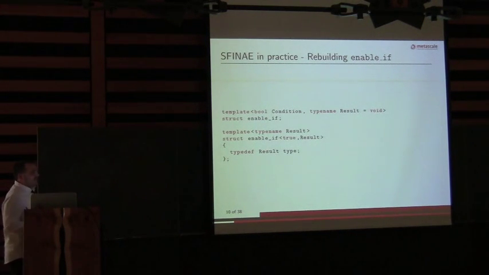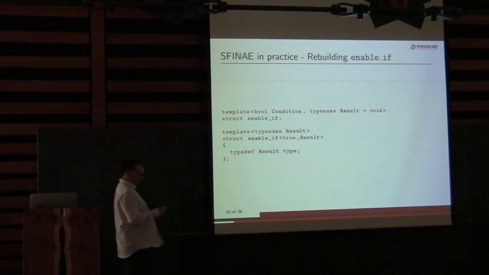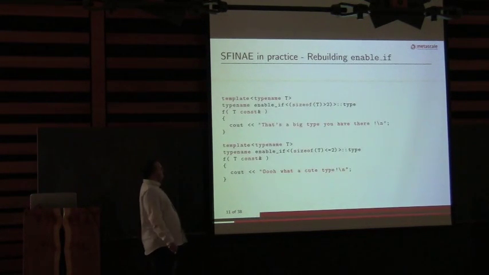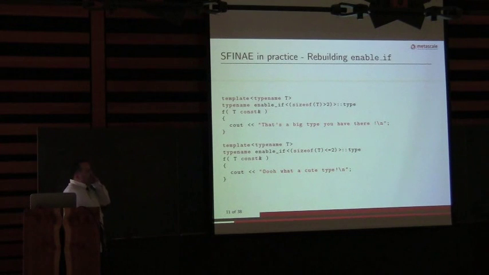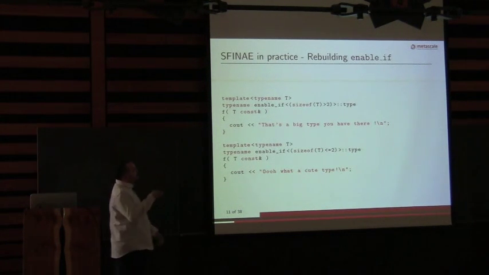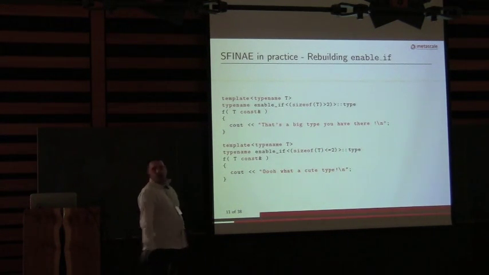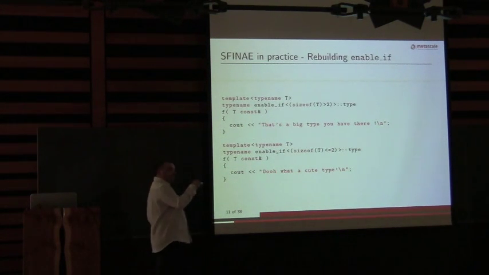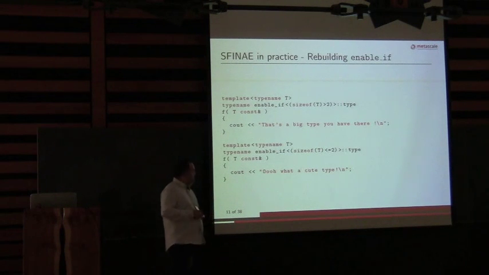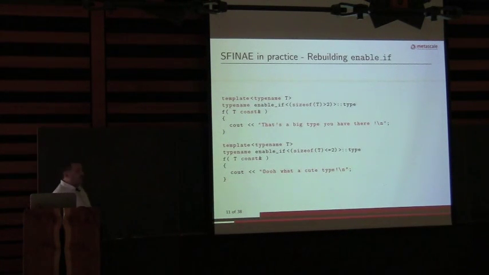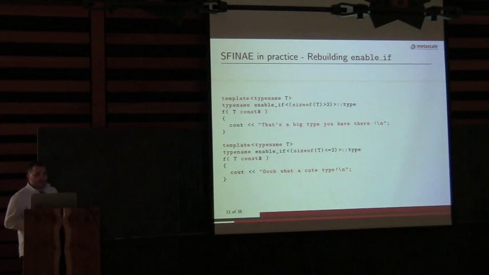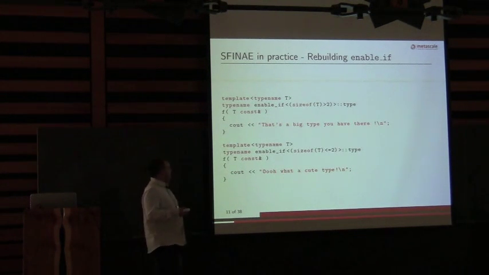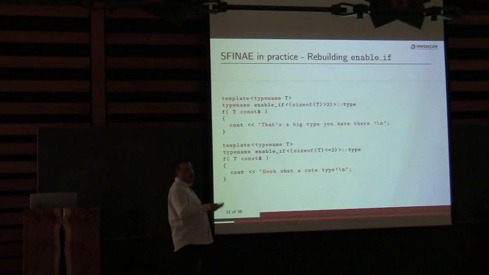Not a lot of technology there. And you can write code like this one. So in place of the return type of the function, you will try to extract the typedef from enable_if of something. In the first case, let's check if the size of T is bigger than 2. And in the other f, let's check it's lower or equal to 2. So what happens if you try to call f on, let's say, a double? The compiler sees those functions and tries to substitute T with double.